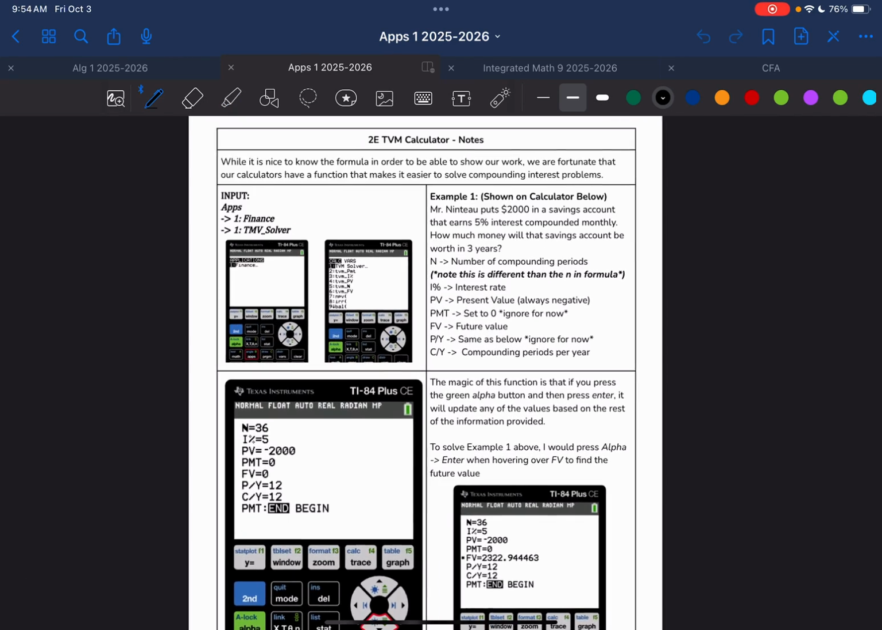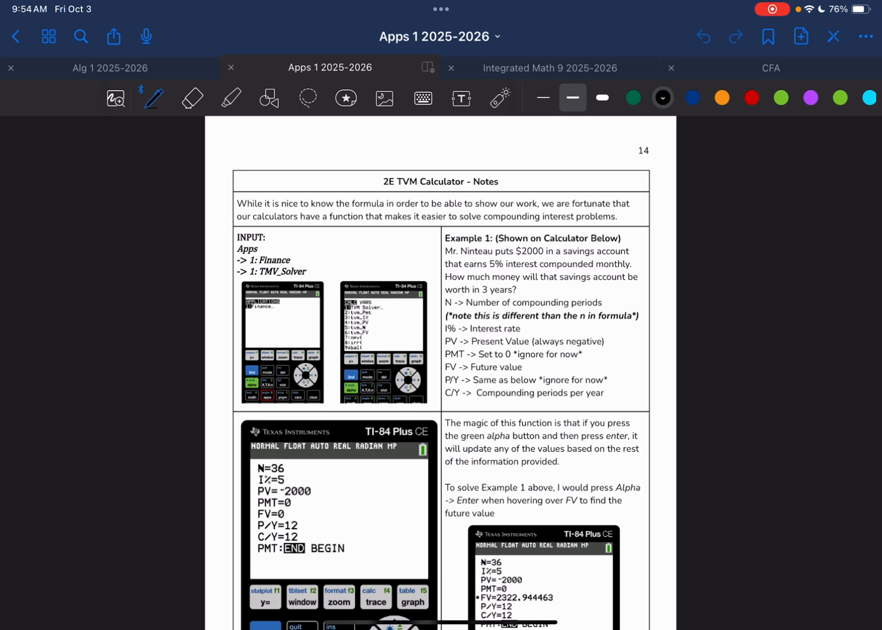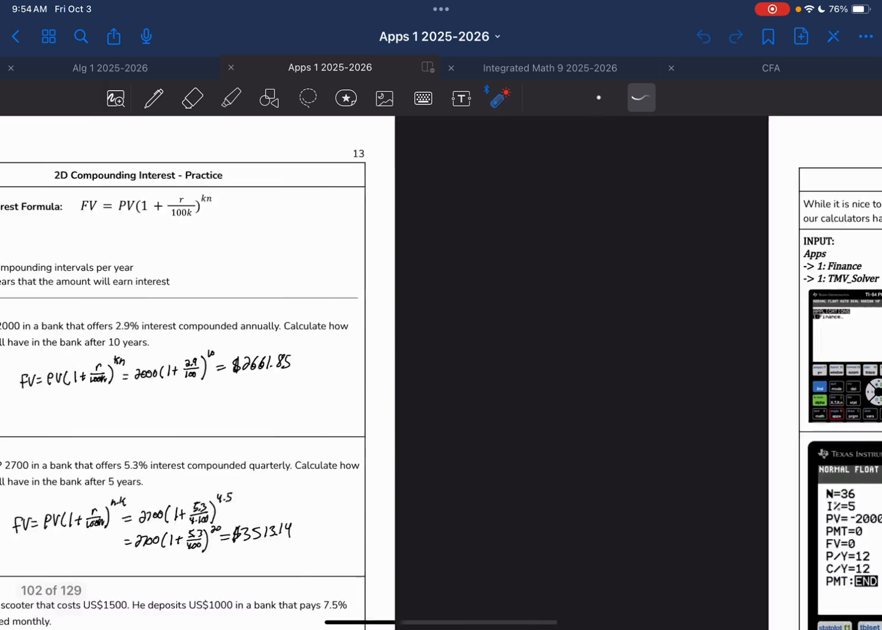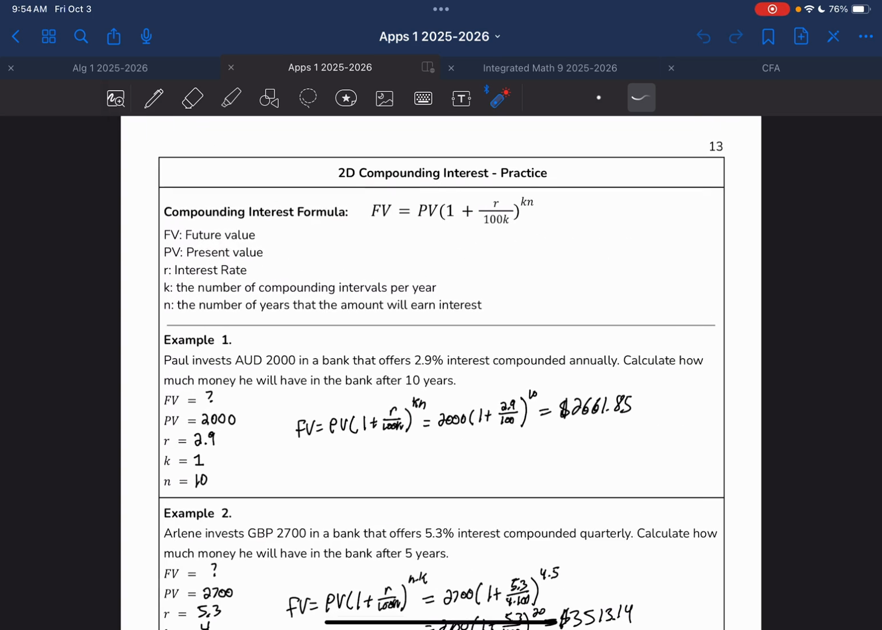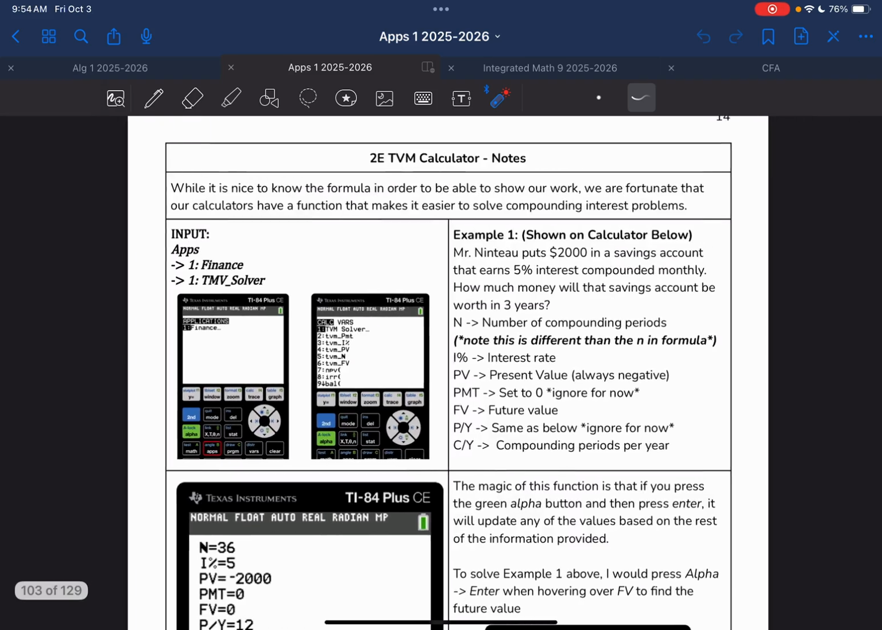All right, so in this video, I'm going to be talking through pages 14 and 15 in the notes packet. This is where we're going to start utilizing the time value money calculator, the time value money application on your calculator. So in recent days, we've been using this formula to find the values of compounding interest. And luckily, we have a tool that makes this significantly easier.